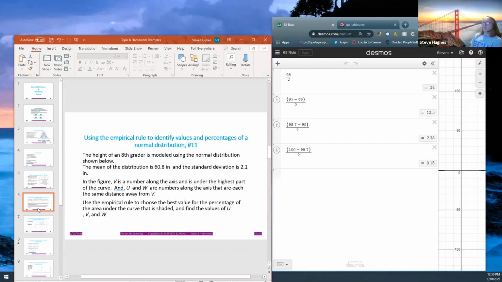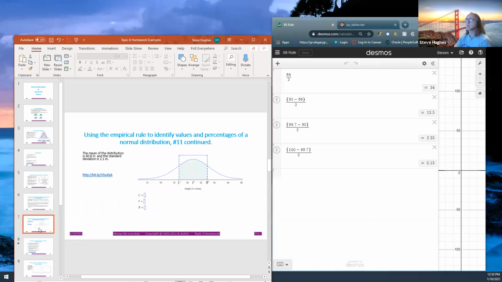All right, it says use the empirical rule to identify values and percentages of a normal distribution. The height of an 8th grader is modeled using the normal distribution. The mean is 60.8, the standard deviation is 2.1. In the figure, V is the number along the axis and is under the highest part of the curve. U and W are numbers along the axis and are each the same distance from V. Use the empirical rule to choose the best value for the percentages of the area under the curve that is shaded and find the values of U, V, and W.